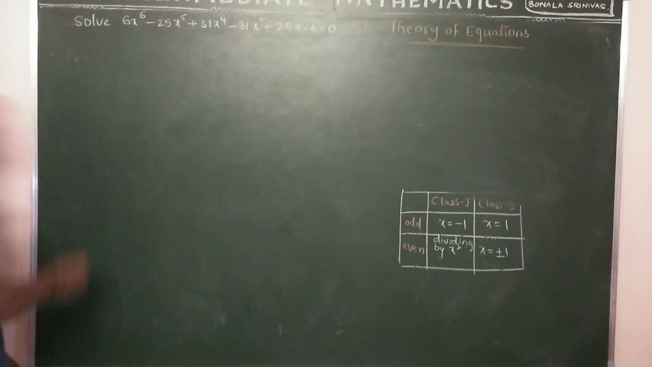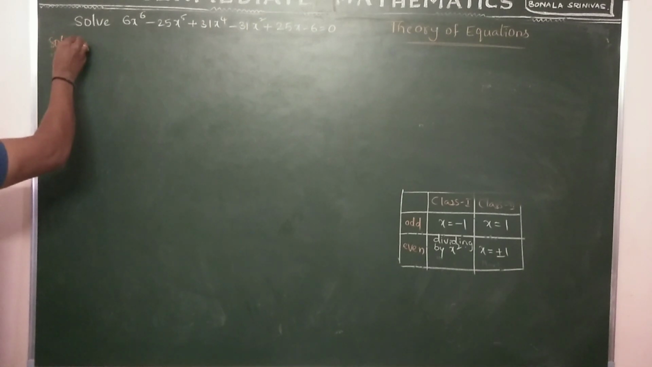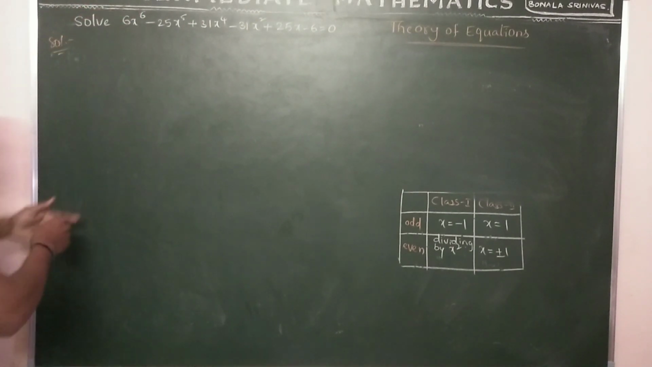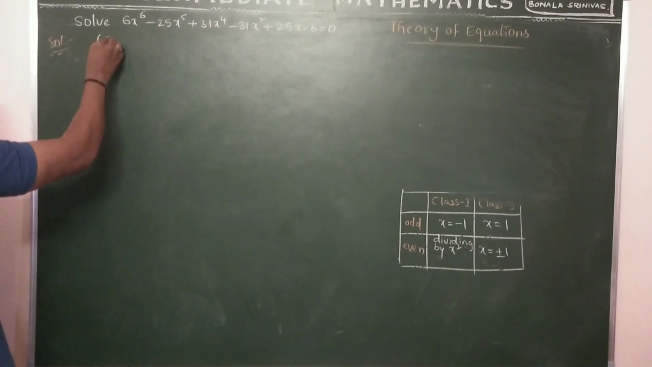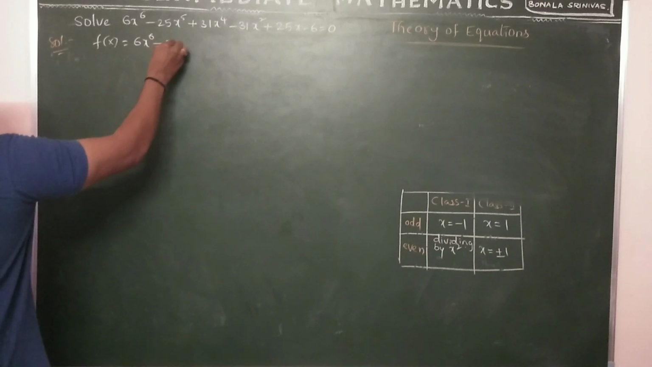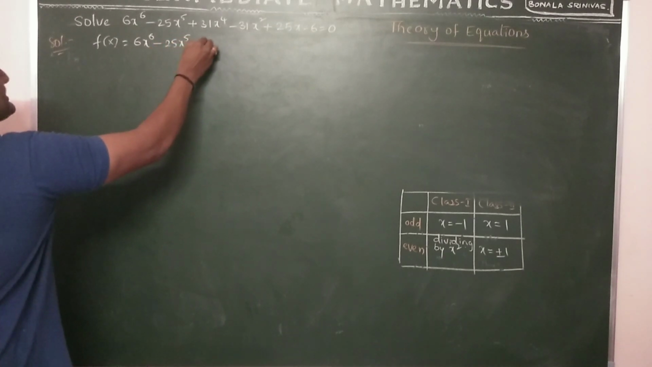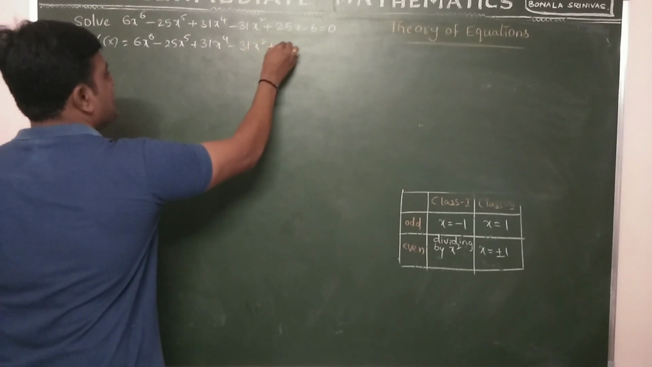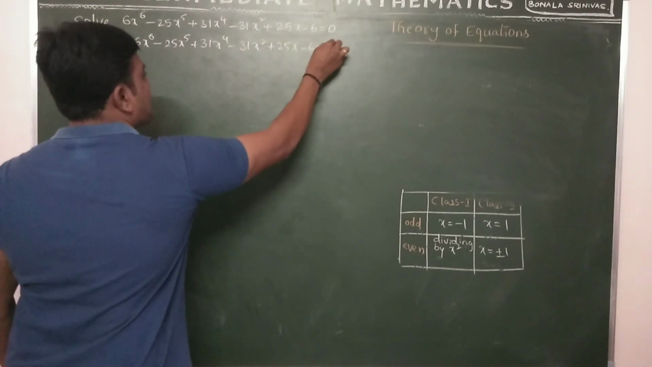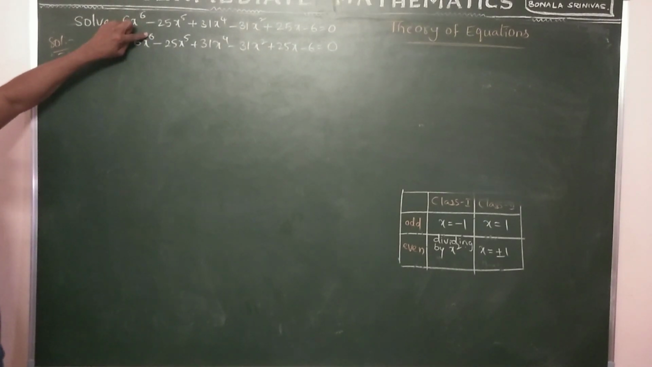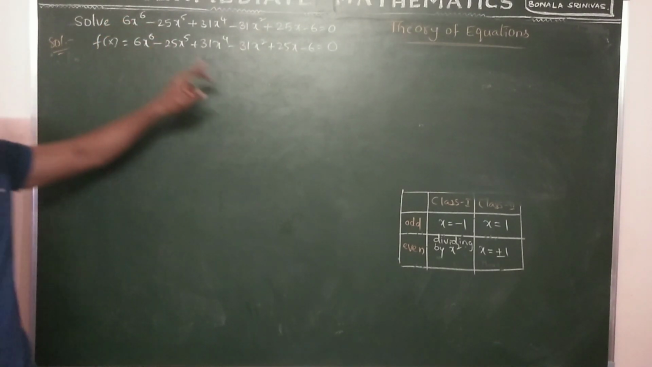Now the given equation is of which degree? Even degree. Yes or no? Okay. f(x) = 6x^6 - 25x^5 + 31x^4 - 31x^2 + 25x - 6 = 0. Definitely, it is an even degree and also class 2.